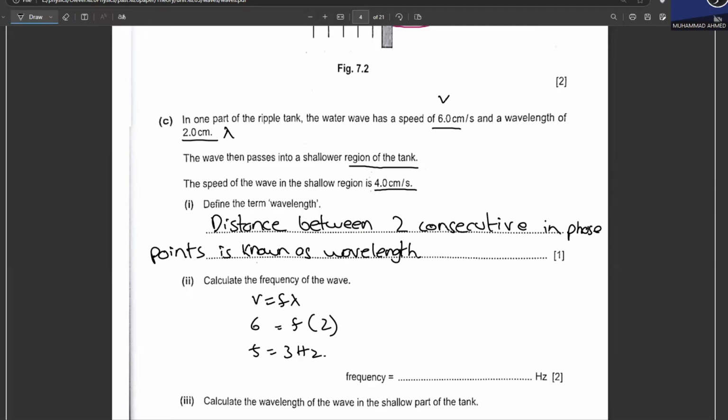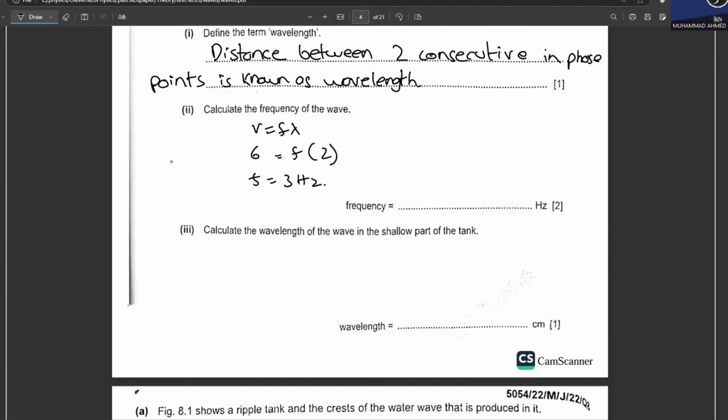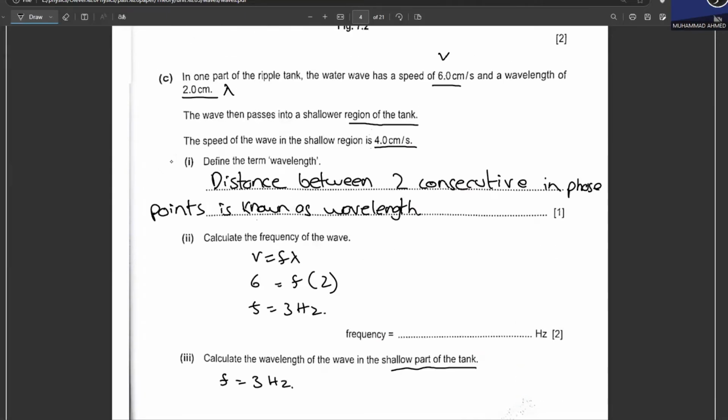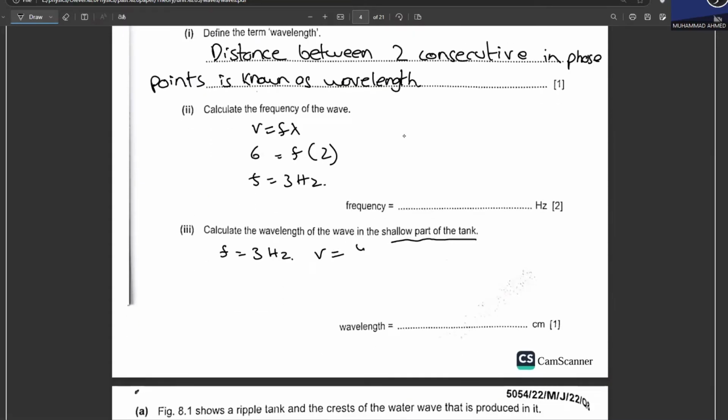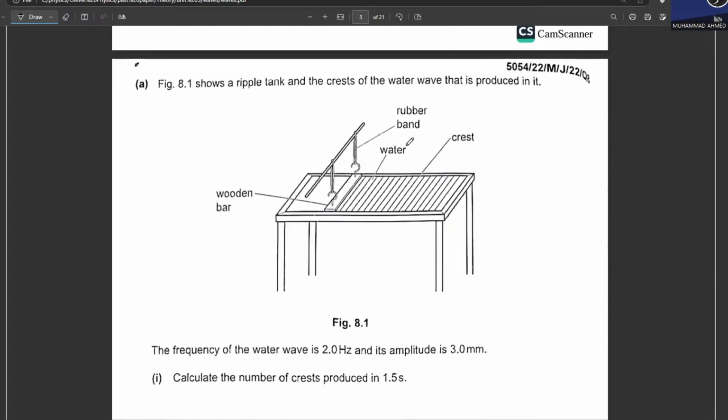Simple. Calculate the wavelength of the wave in the shallow part of the region. In the shallow part of the region, the frequency remains the same. Do you have the speed? Yes, the speed is 4 centimeters per second in the shallow part of the region. Can you calculate lambda? V is equals to F lambda. V is 4, frequency is 3, lambda comes out to be 4 divided by 3, 1.33 centimeters. Simple. Let's move on to the next question.